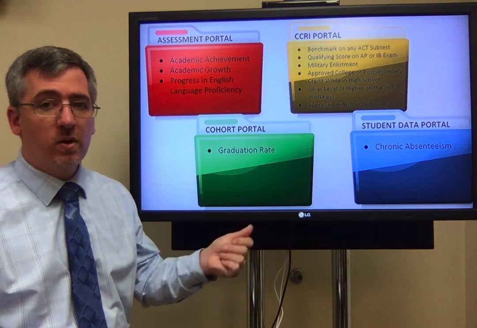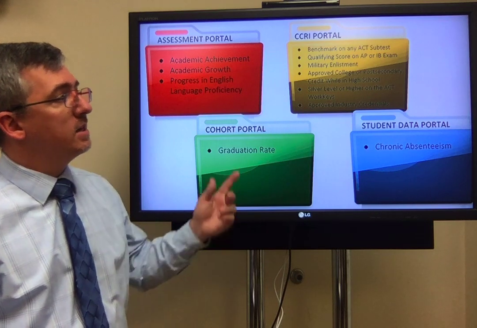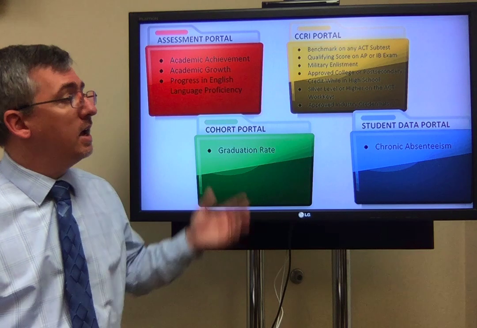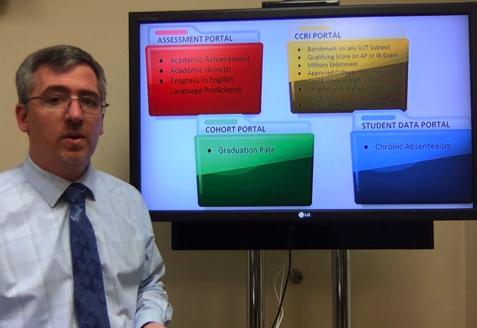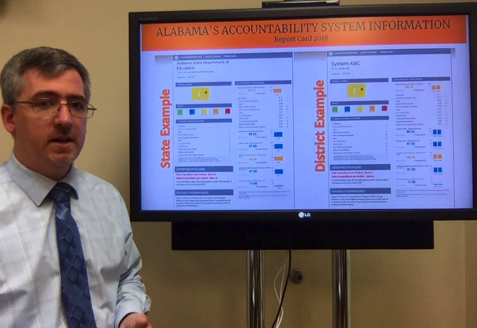They can earn an approved college or post-secondary credit. That would be your dual enrollment courses. They can earn silver or higher on the ACT WorkKeys, which is given in the 12th grade. And they can earn an approved industry credential, which has to do with career tech courses. And that's one that we really want to look at, see if we can do something about.